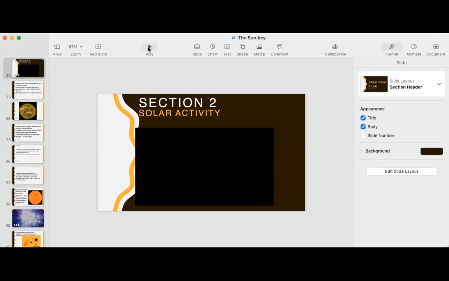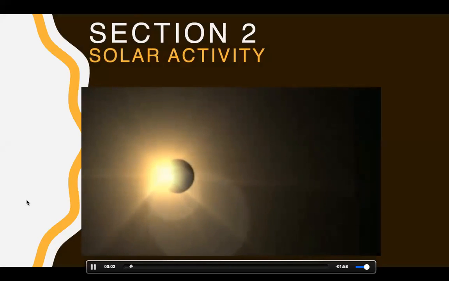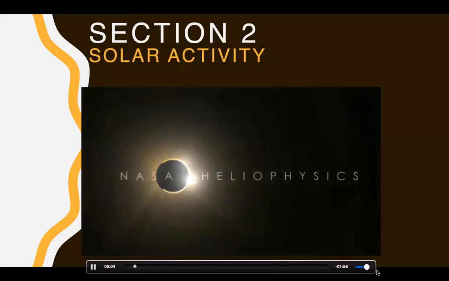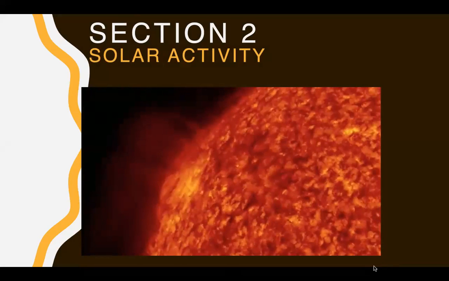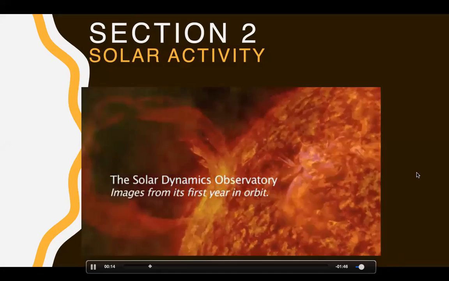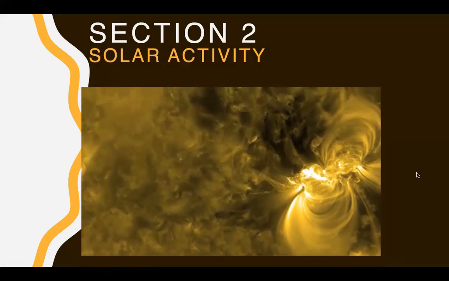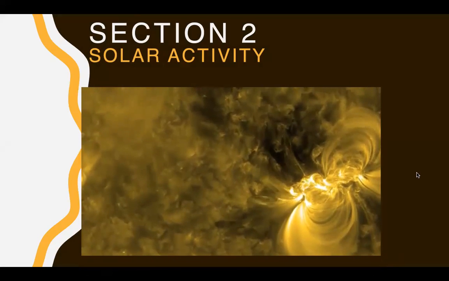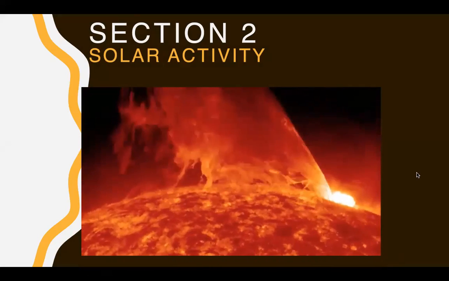All right, so this section is going to be on solar activity. We're going to start with a little video. So these are all actual videos from the surface of the sun. You see how it's all like loopy-loopy? Those are following the lines of magnetism.